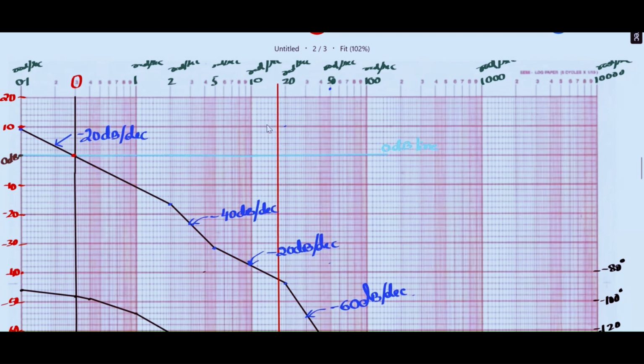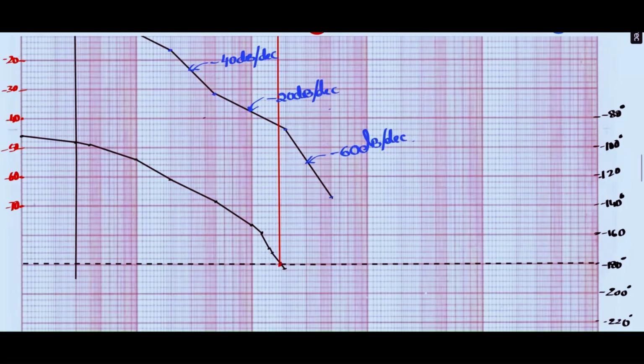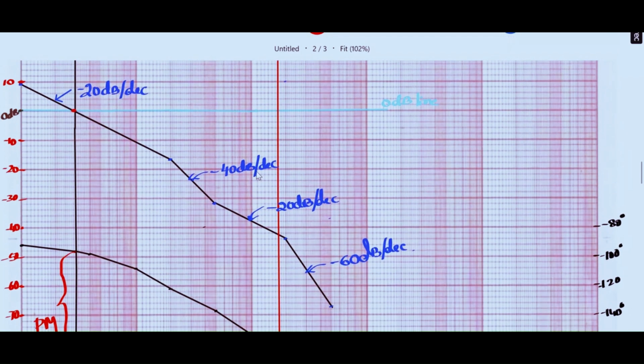Okay, fine. So I hope you got it. Now this is the 0 dB line. Now the phase margin is from here till here, and the gain margin is from here till here. Precisely, if you calculate, the gain margin is touching minus 42, 43. As it is below the 0 dB line, the gain margin is plus 43 dB.